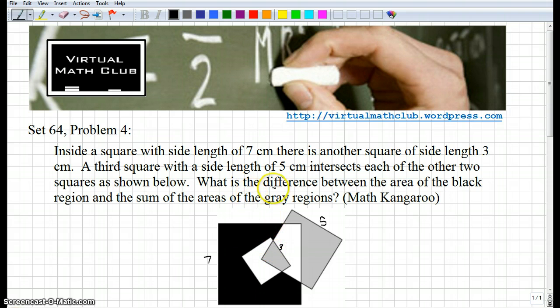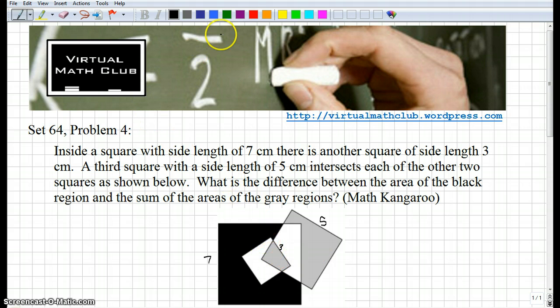Okay? And we're asked to figure out what's the difference between the area of the black region and the sum of the areas of the gray regions. Okay, so the difference between the black region and the sum of these two gray regions.